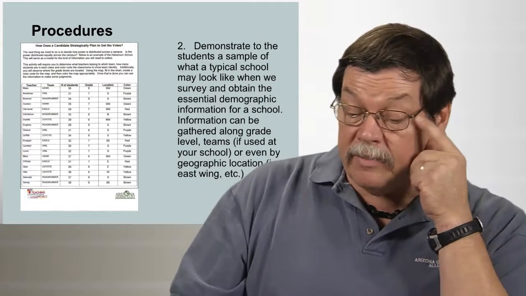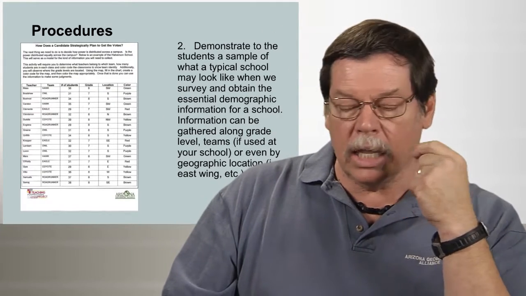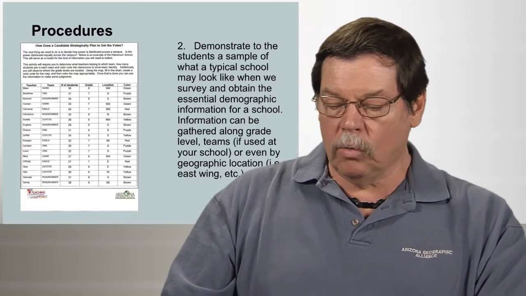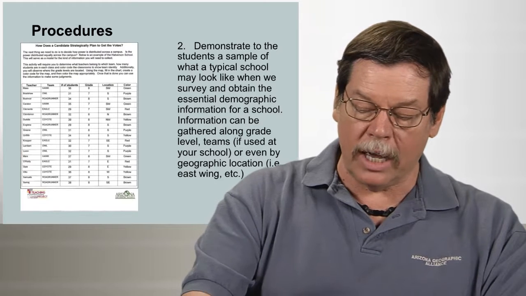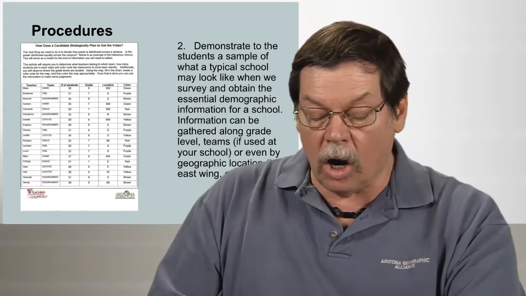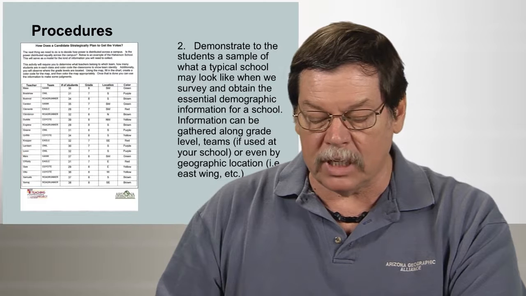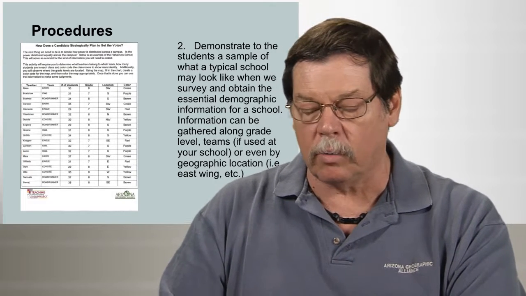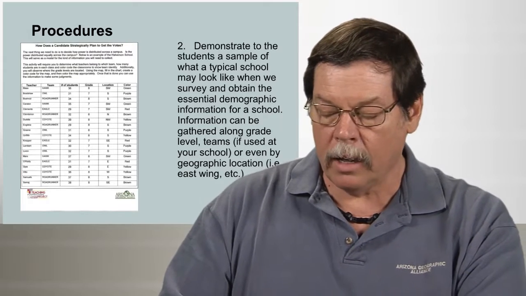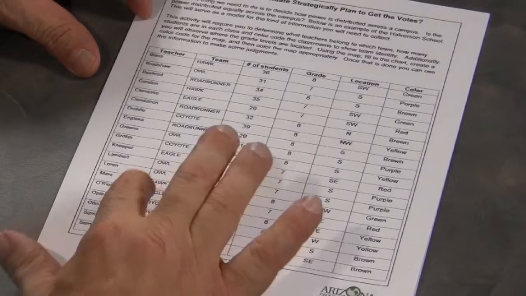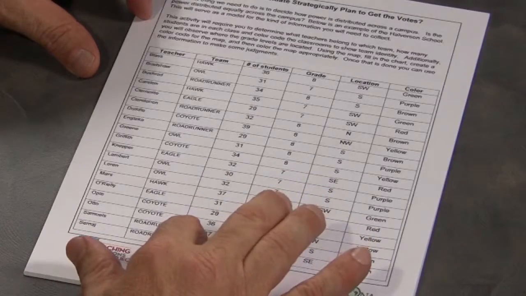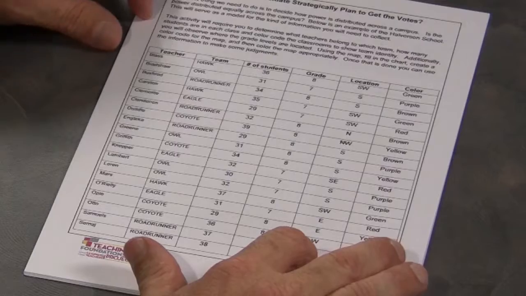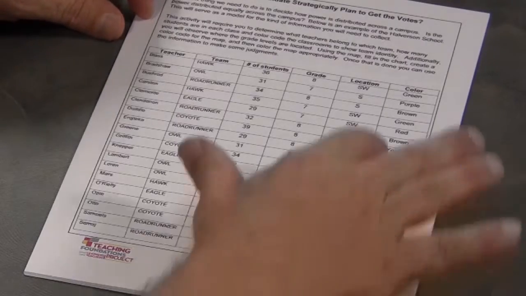Now, for this activity, I went and collected the demographics for my own school. What you see here is a chart, and it lists teachers' names. Our school happens to work on a concept of using teams, but not everybody does, and that'll become clearer when we look at another piece of the work we're going to do here. The chart also shows teams, the number of students on each team, what grade level they are, and their physical location on the campus, and then we're going to color code it.